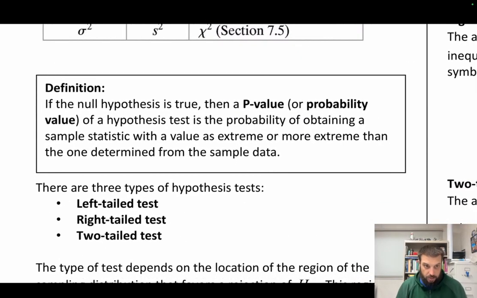All right, so a definition here. If the null hypothesis is true, then a p-value, or probability value, of a hypothesis test is the probability of obtaining a sample statistic with a value as extreme or more extreme than the one determined from the sample data. And there are 3 types we can do. We can do a left-tailed, a right-tailed, and then a two-tailed, where it's going to be on both sides of our normal distribution graph.